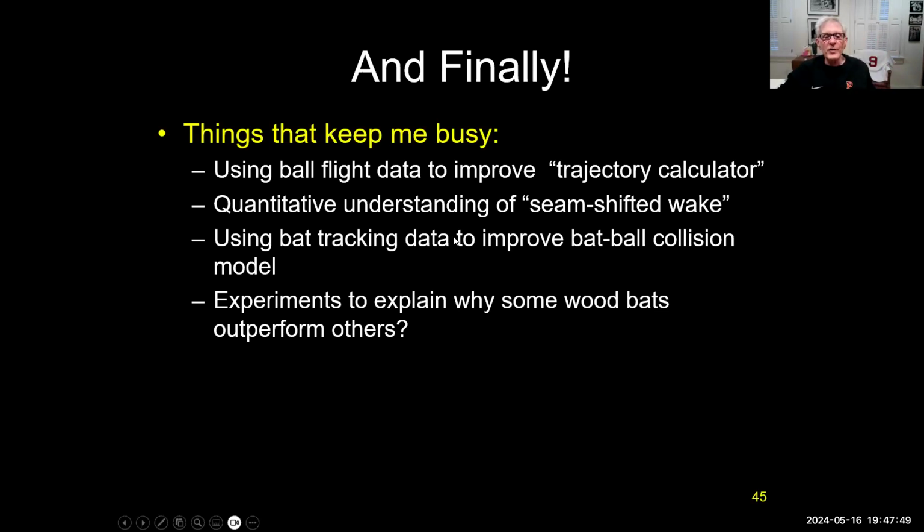I'm using bat tracking data, which is new in Major League Baseball this year, to try to improve my model for the ball-bat collision, and doing experiments to try to explain why some wood bats are better than other wood bats. We know why aluminum's better than wood, but why are some wood bats better than others?